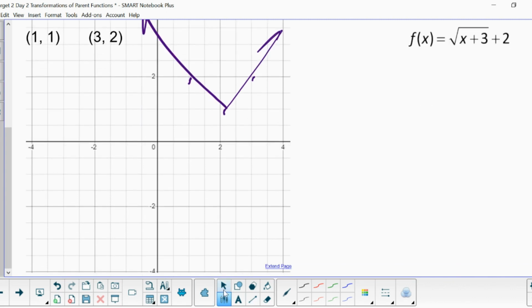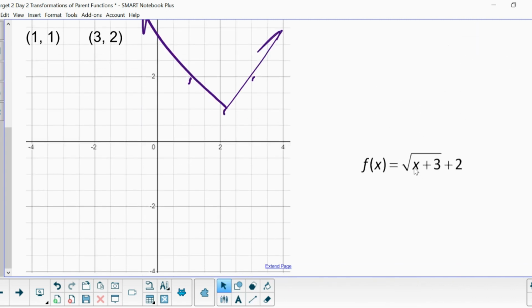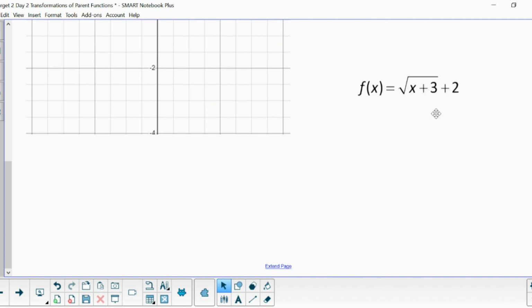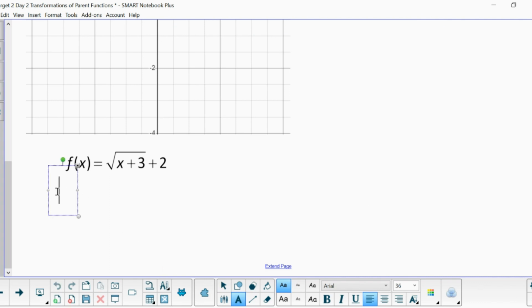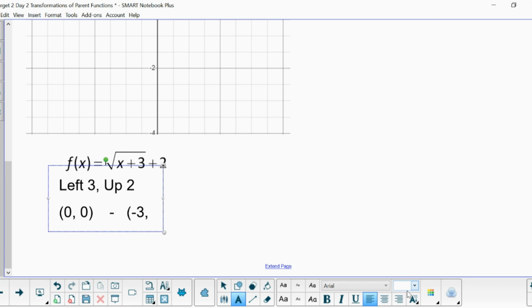Okay. All right, let me move this one. This is number 8. Okay, so number 8 is the square root function. And it's going to go left 3, because we do the opposite, and up 2. So my initial starting points are 0, 0. If it's going to go left 3, that's going to be -3, up to +2. Then I have the point 1, 1.